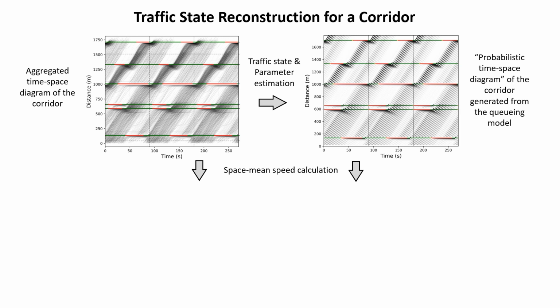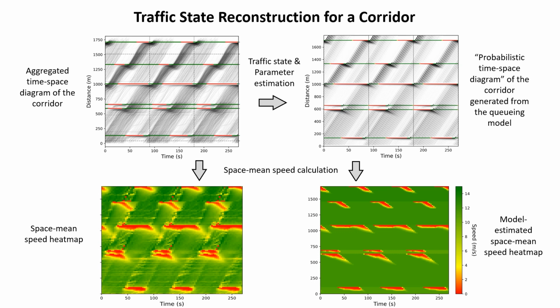The aggregated and probabilistic time-space diagrams can also be converted to space mean speed heat maps. Note that the observed and model estimated space mean speed heat maps have similar patterns and queue profiles.